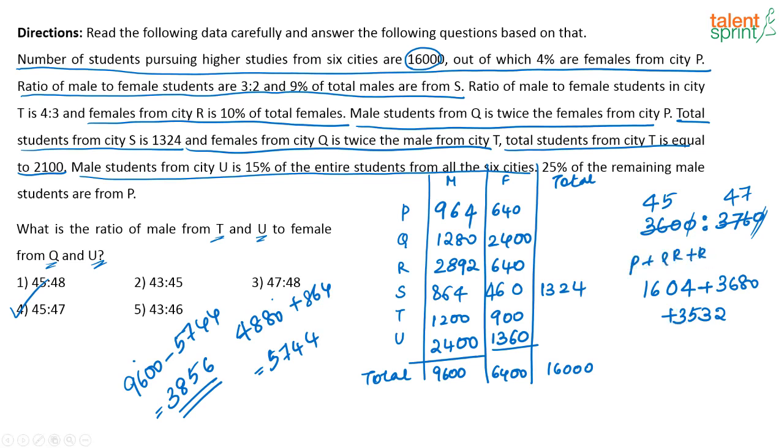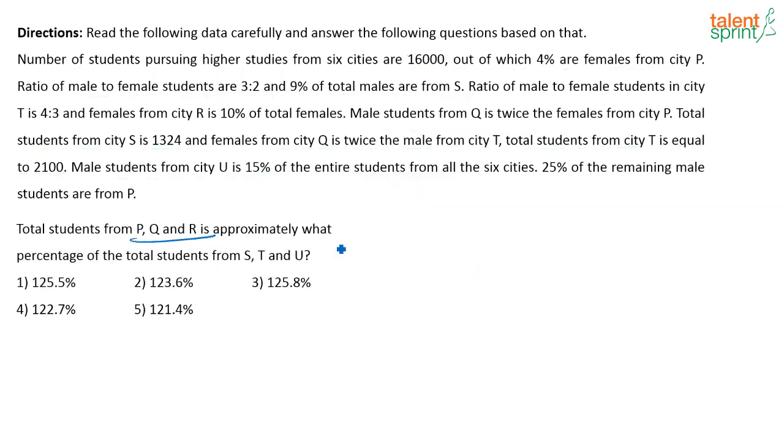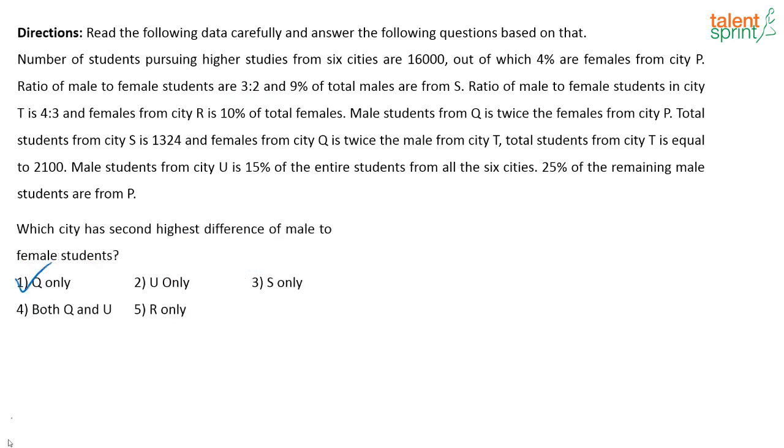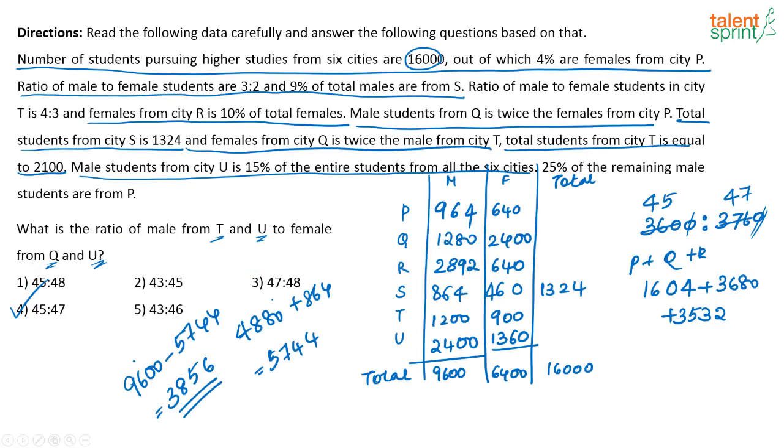Similarly, what is the question? Total students from P plus Q plus R is approximately what percentage of students from S, T and U? So S, T and U will be, again, total students from S plus T plus U. Find that out. Here you have, okay, this already you know is 1324. We have already found it out. Then you have 2100 and then you have 3760. See, 2400 plus 1360, do 2400 plus 1300, which is nothing but 3700 plus 60, 3760. So many times when you split and add, it is easier. Do it like that in your mind, it will be easier to arrive at the answer.